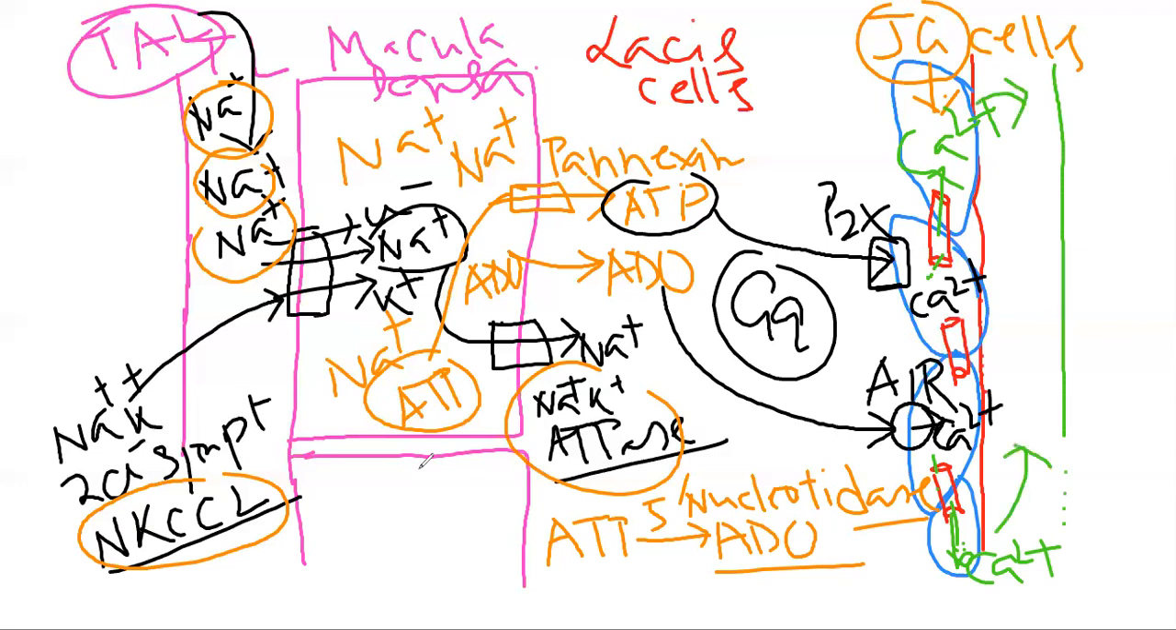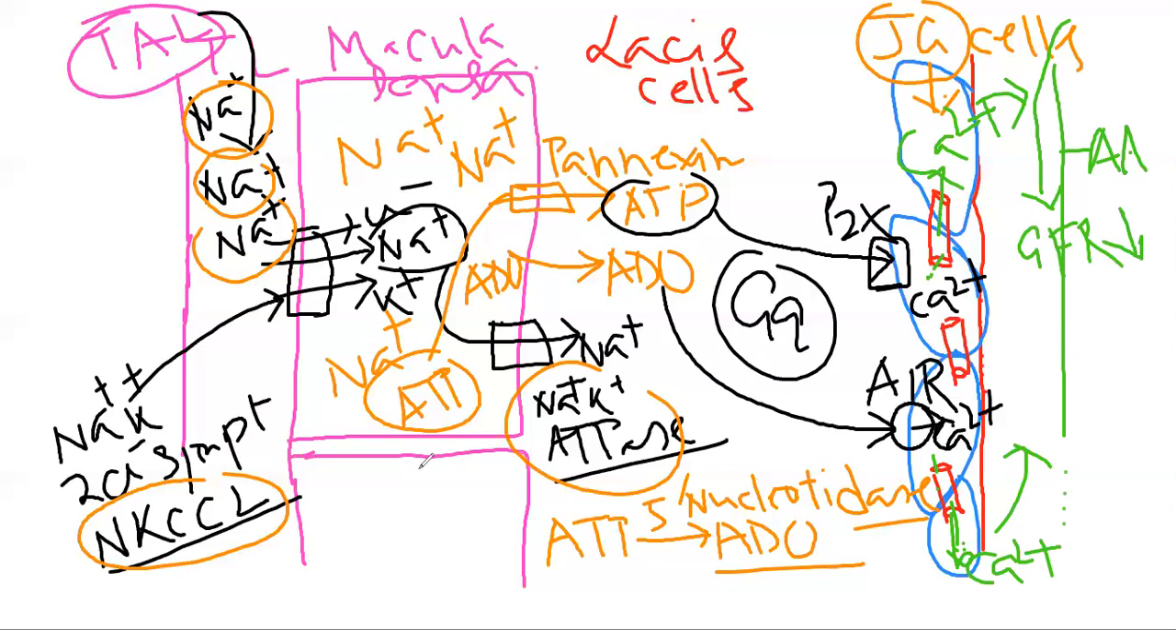So here it is the afferent arteriole, it will constrict the afferent arteriole. As a result of this, there will be reduced GFR. So GFR will be reduced.